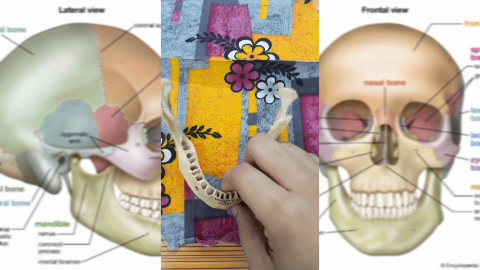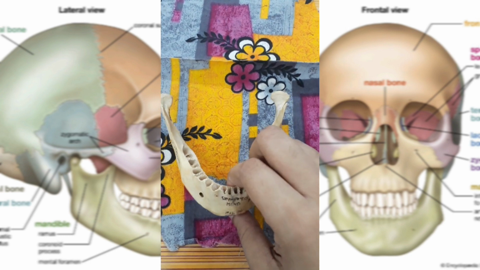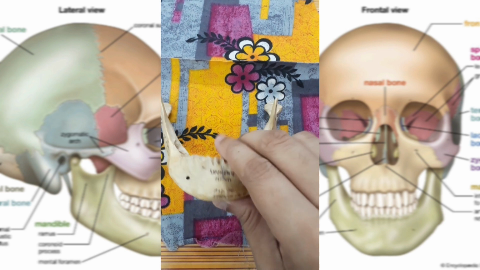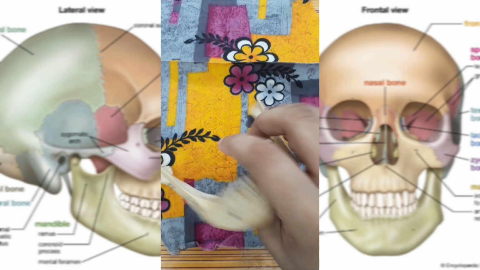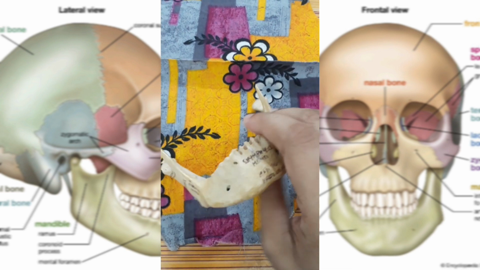Next we'll move on to the mental foramen. What is this mental foramen? It is present in the interval between the first and the second premolar teeth, and it provides the passage for the mental nerve and vessels.